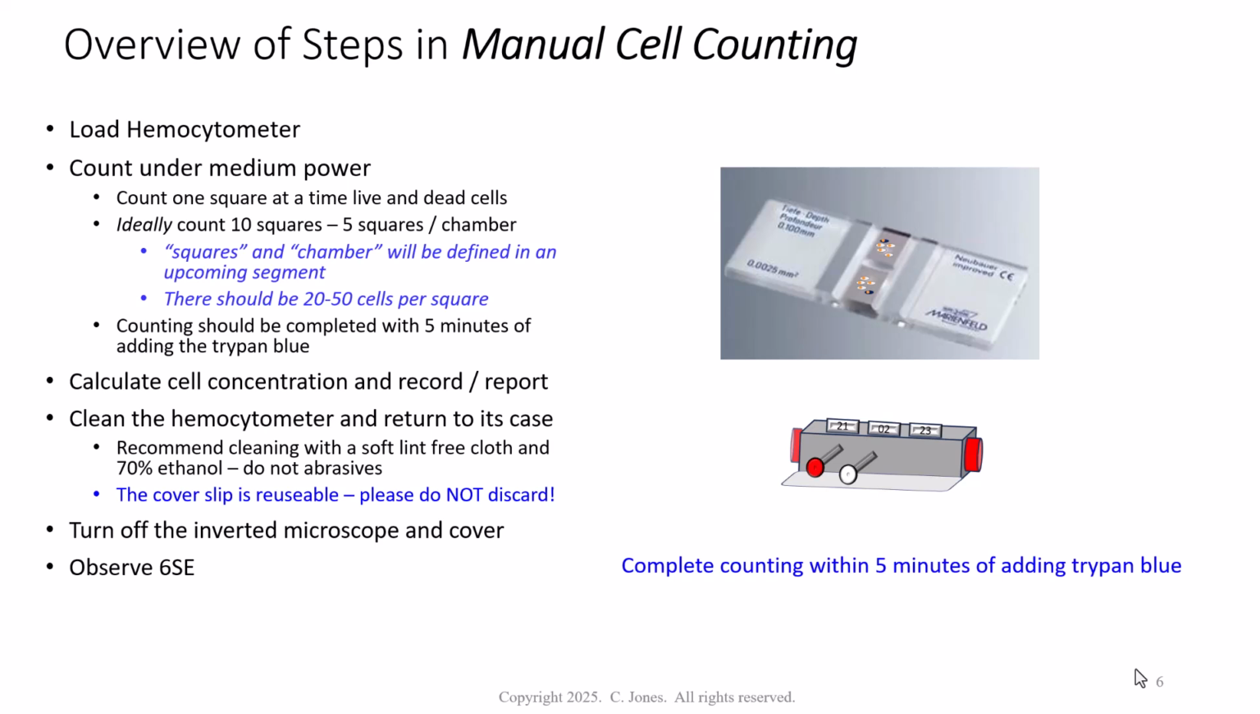This includes the cover slip. On hemocytometers, the cover slips are reusable. So please do not discard the cover slip. Clean it carefully along with the hemocytometer. And we clean our hemocytometers with a soft lint-free cloth, often a Technicloth, using 70% alcohol. Do not use abrasives, so do not use any solid detergents because they may scratch the hemocytometer, which will make it difficult to focus on the cells.